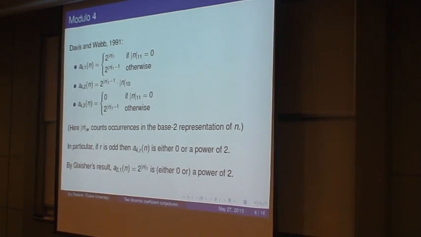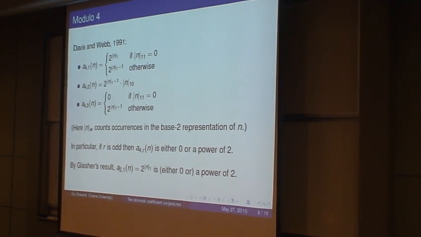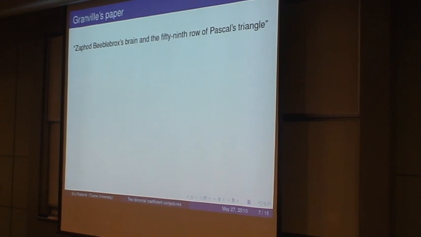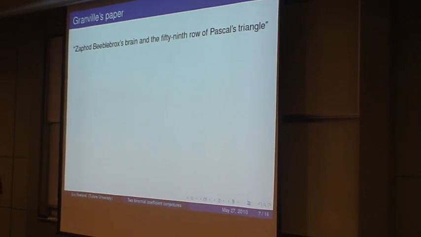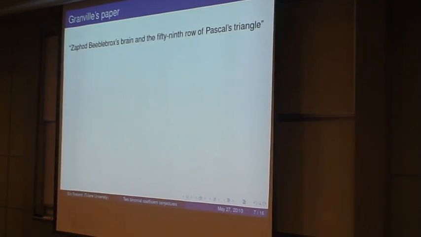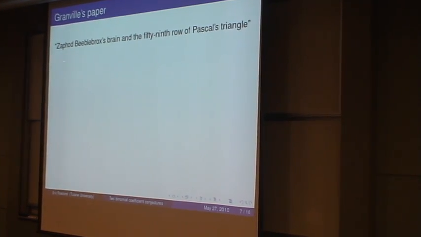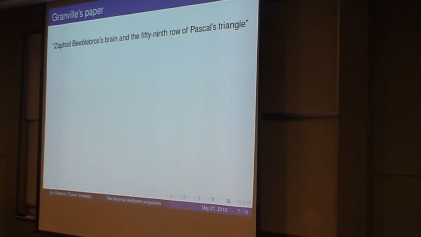Is that at least for the odd residue classes, modulo some power of 2, when we count entries on the nth row of Pascal's triangle, we seem to either get 0 or a power of 2. So then along came Andrew Granville, and this is the title of a paper he wrote in the early 90s, Zaphod Beeblebrox's Brain and the 59th row of Pascal's triangle. This title might make you want to read this paper. I don't know what would. This is really a delightful paper. I highly recommend it. I won't spoil the punchline about where Zaphod Beeblebrox comes in.